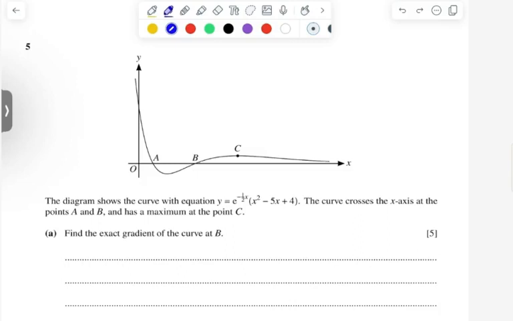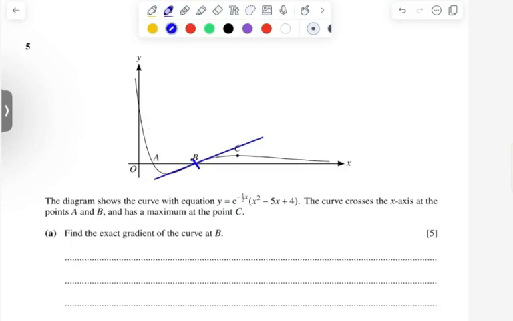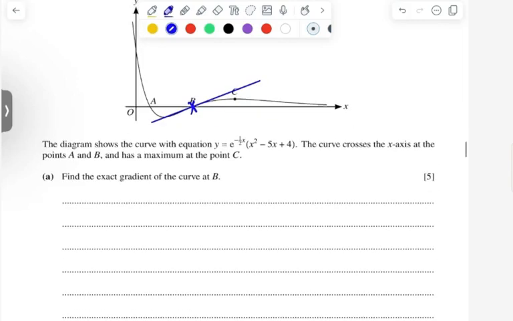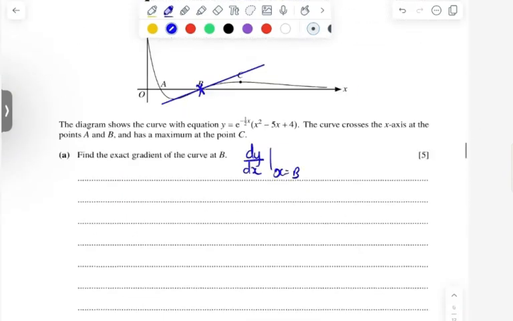We want the gradient of the curve at B, so it's going to look something like this. Well, actually, it's probably a little bit like that. We want to know the gradient of the curve at B. So we're probably going to need to first find where B is, and after that, what the gradient is. So for the gradient, we want dy/dx at the point x equal to B. But let's first find where B is.